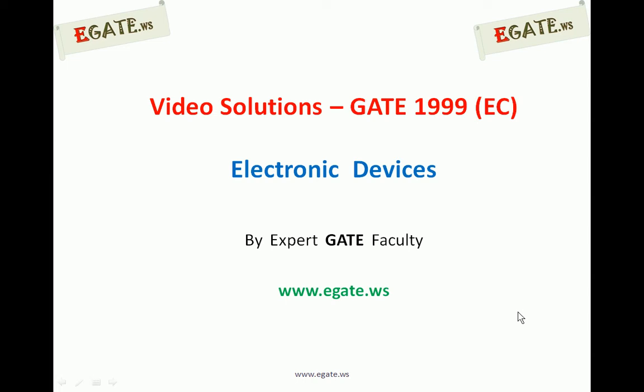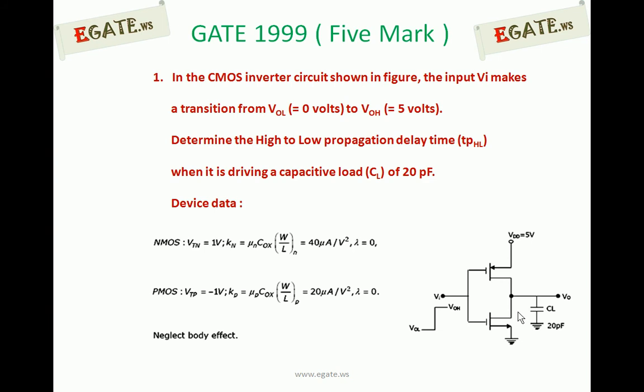We are discussing the GATE 1999 ECE paper, and the topic we are discussing is electronic devices. This is the first 5-mark question that came in GATE 1999. Look at the diagram. The diagram is a CMOS inverter, and for that the input given is changing from VOL to VOH.